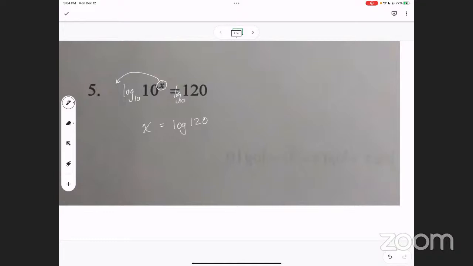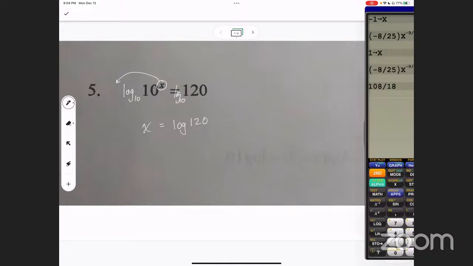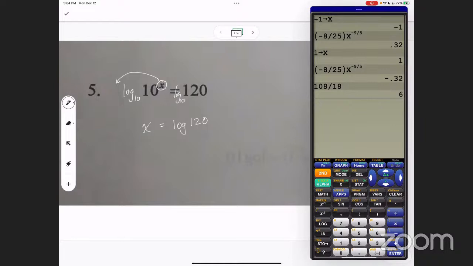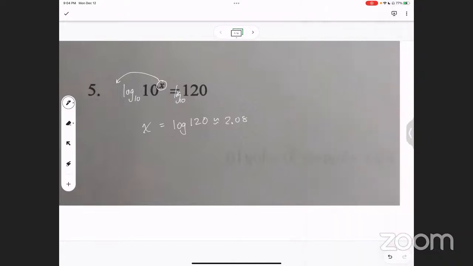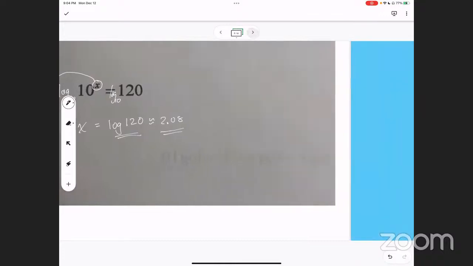120. I don't have to write the 10 because in your calculator, that's exactly what that log is. So I just type in log, which means base 10 of 120, and I hit enter. So approximately 2.08. If they want the answer exactly, you leave this. If they want a decimal approximation, you round it to whatever they want you to round it to after you punch in your calculator. Got it? Yeah.